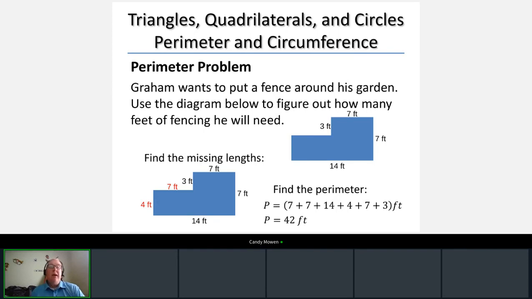Perimeter problem. Graham wants to put a fence around his garden. Use the diagram below to figure out how many feet of fencing he will need. There again, you must find the missing lengths. To find the perimeter, we see that we have some missing lengths here in red. We have 7 plus 7 plus 14 plus 4 plus 7 plus 3. It is 42 feet. And sometimes, folks, you may have to draw a dotted line and then find out what is left.